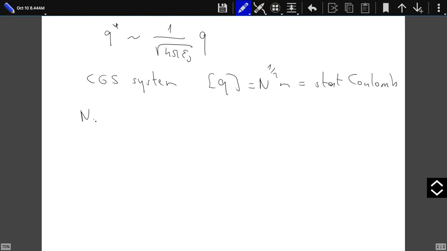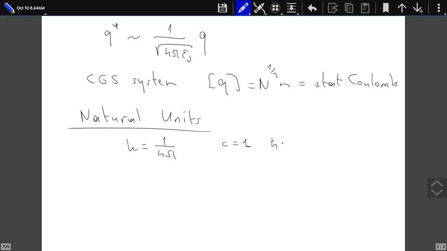Well, there's another unit system that is commonly used. I'm used to this one. So-called natural units, in which K is equal to 1 over 4 pi. And in these units, c is equal to 1, h bar is equal to 1, etc.